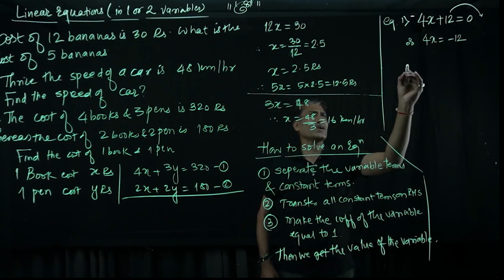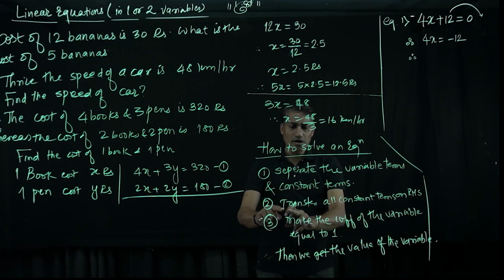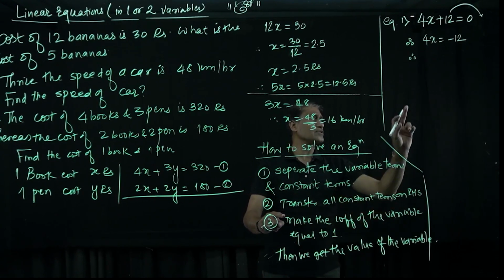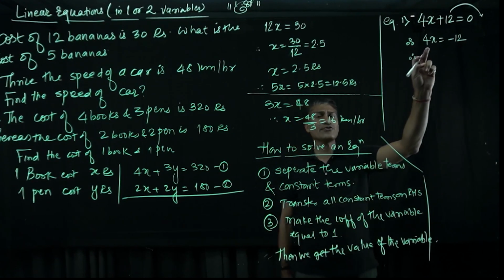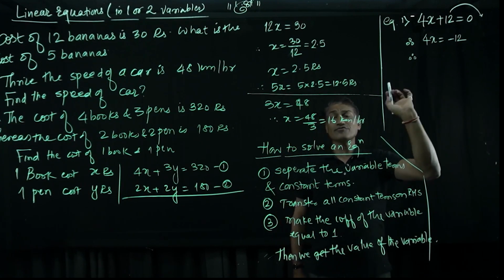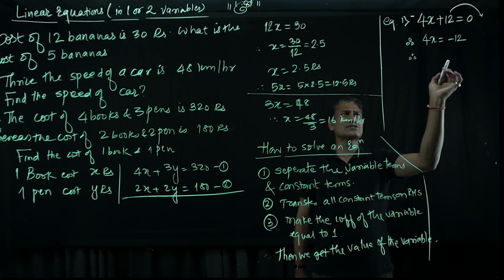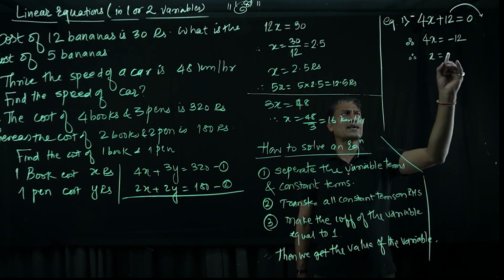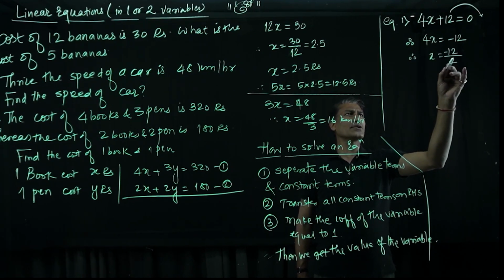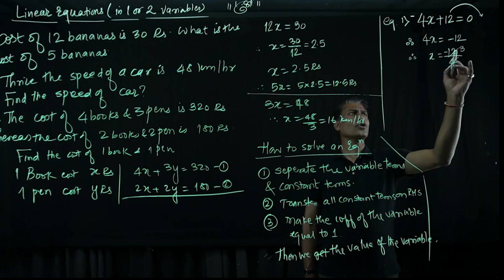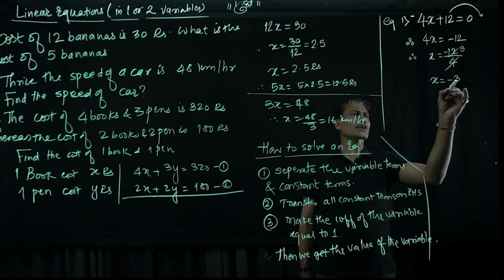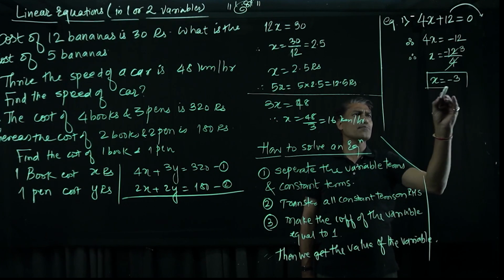So here I would say, therefore, now here we have transferred all constant terms. Make the coefficient of the variable equal to 1. Here the coefficient of x is 4, we want it to be 1. So it means the 4 has to go on the other side. 4 is a multiplicand, it will become division. So 4 becomes 1 upon 4, 4 1s are 4, 4 3s are 12. Therefore, the value of x is minus 3.